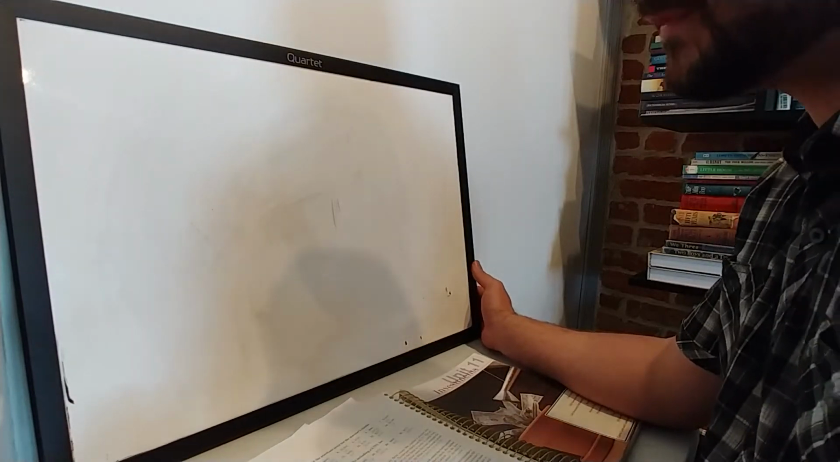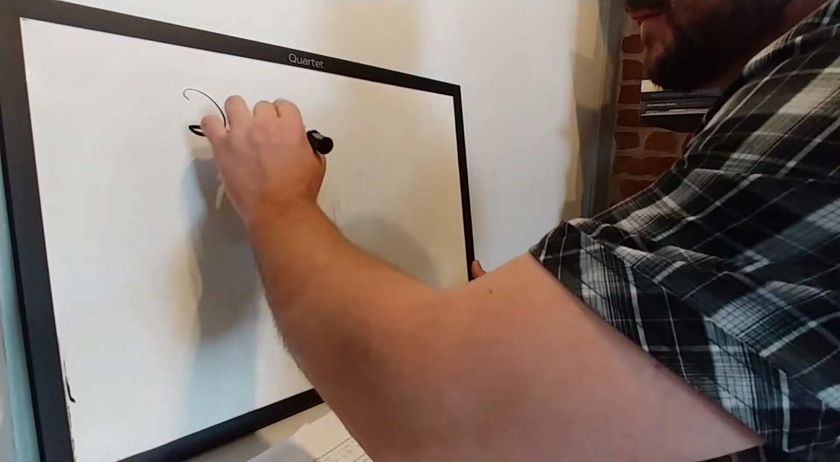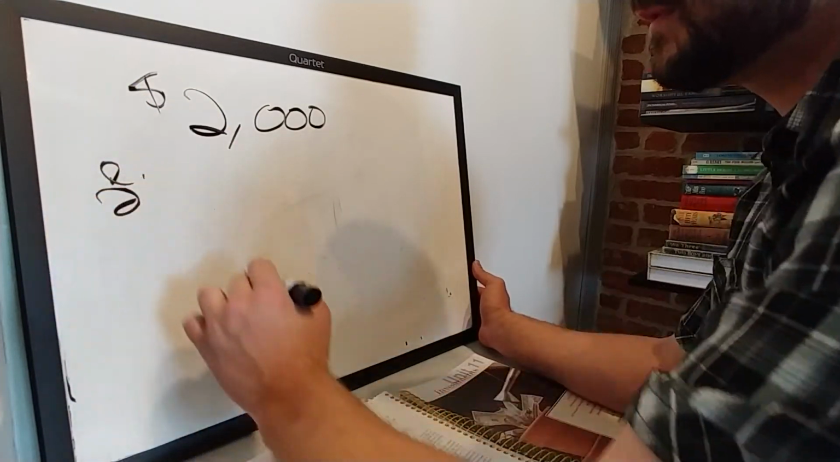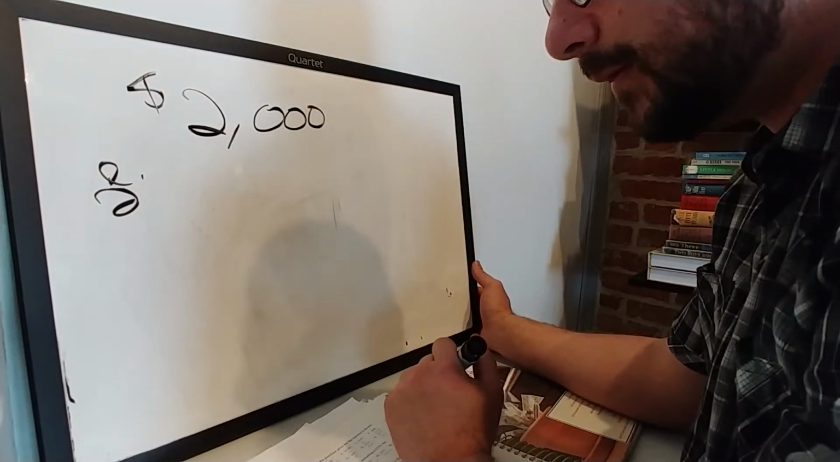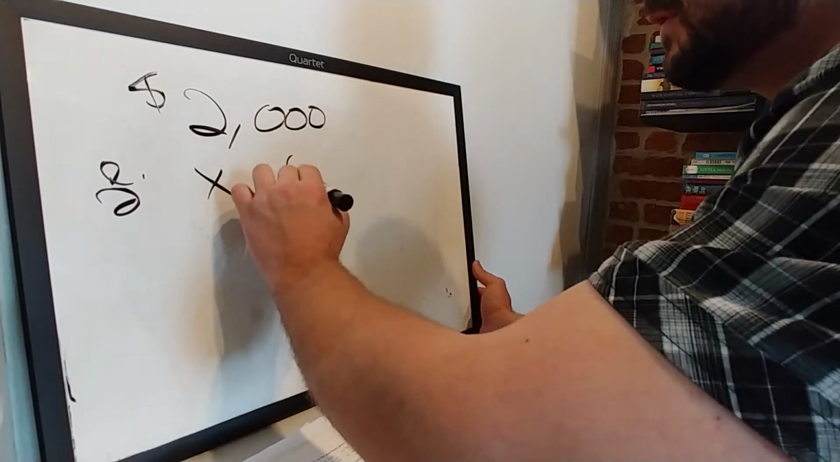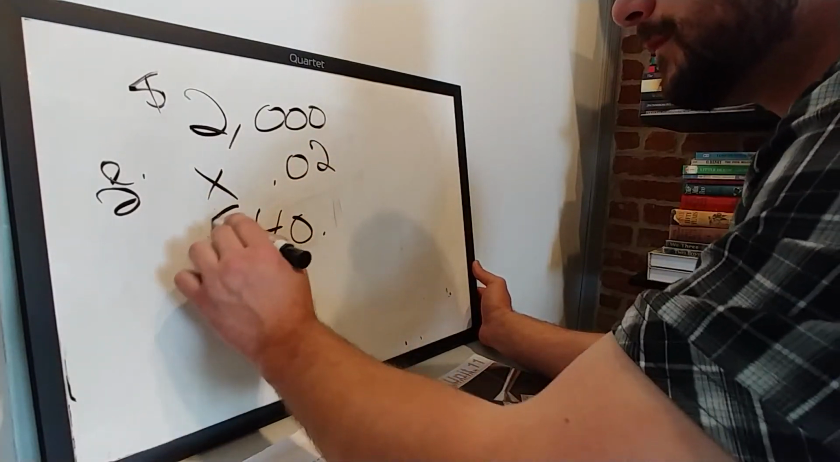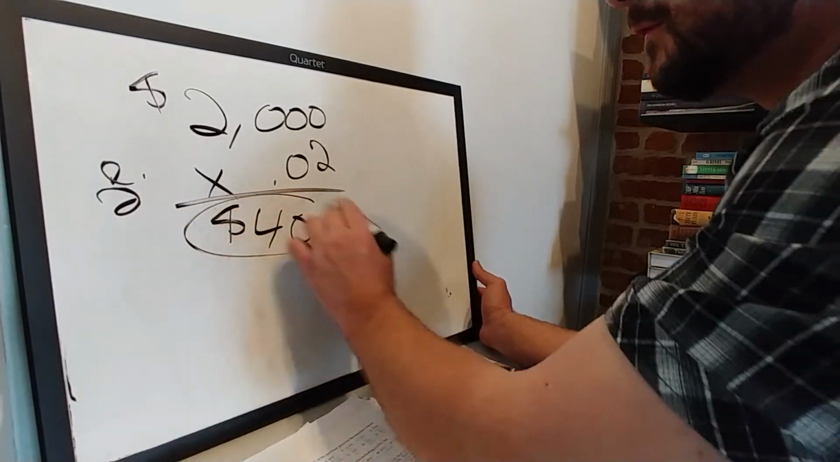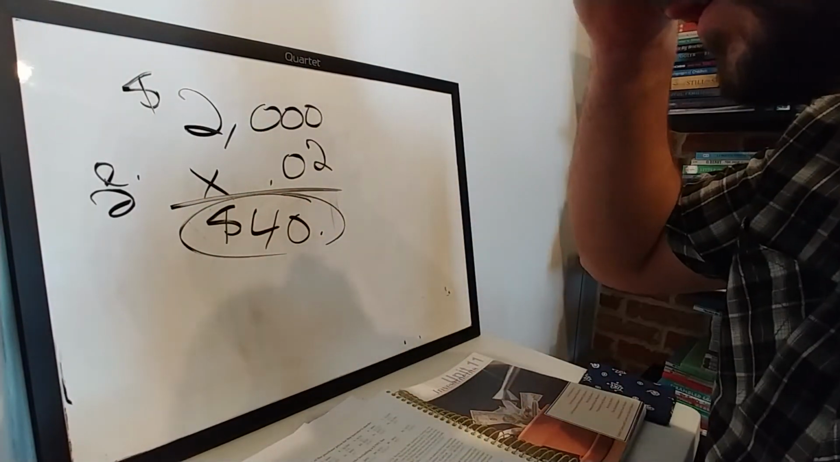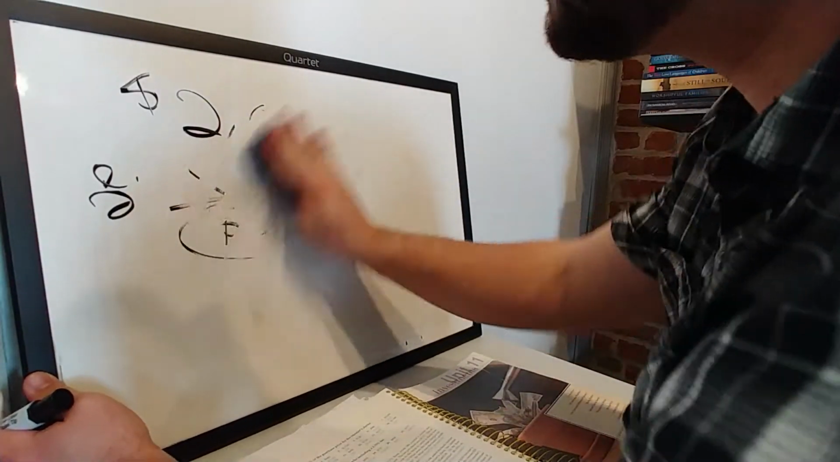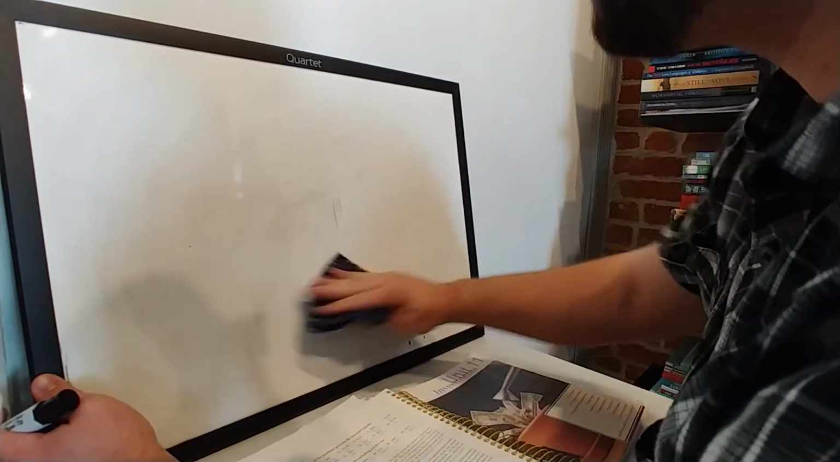So basically, number one, if they write out a check for $2,000 for you and they charge 2%, what's their fee going to be? So times 0.02. Alright, so $40. That's what the fee is going to be for a $2,000 traveler's check. That's pretty basic. That's how they're all going to be.